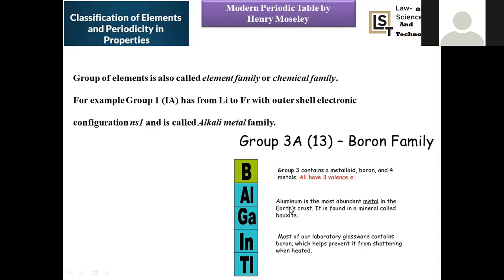The oxide ore available for aluminum is called bauxite. It is found in the mineral called bauxite. Most of our laboratory glassware contains boron. Everybody knows that borosilicate material is used in the construction of glass. Glass is nothing but a supercooled liquid, right? Boron helps in preventing it from shattering when heated.